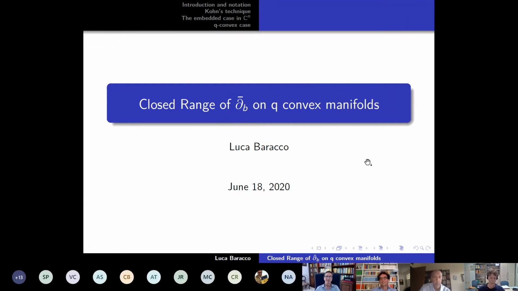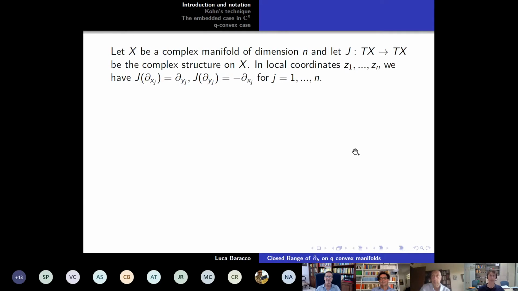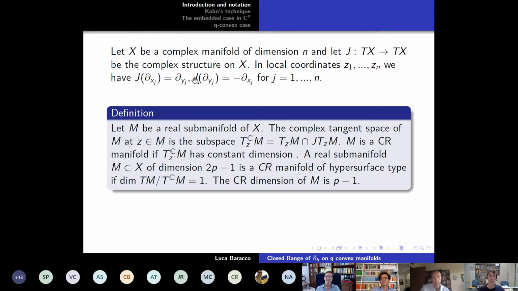So to begin with, let me recall some definitions. Let X be a complex manifold of dimension n, and let J be its complex structure. J is a map defined on the tangent bundle, and locally in coordinates, it behaves like the usual multiplication by i. Let M be a real submanifold of X.